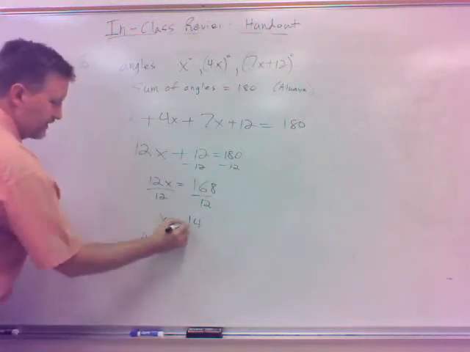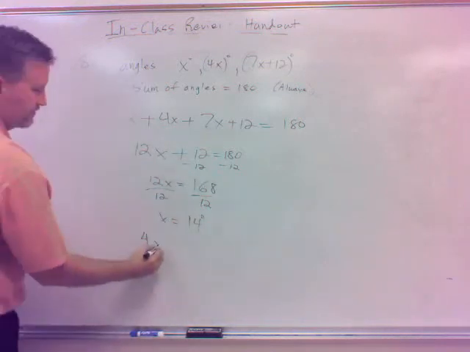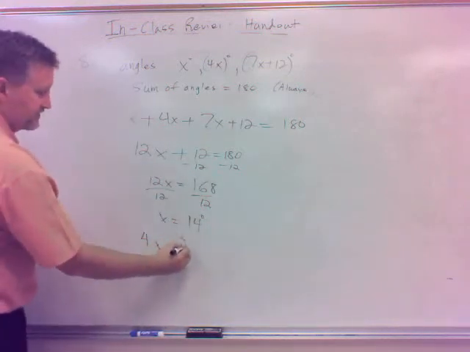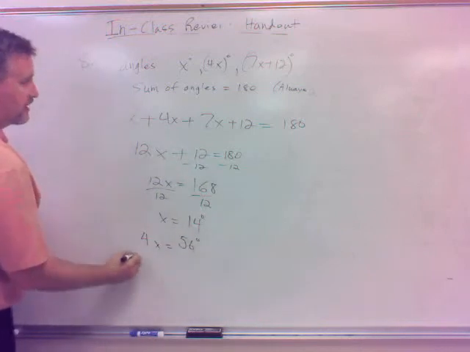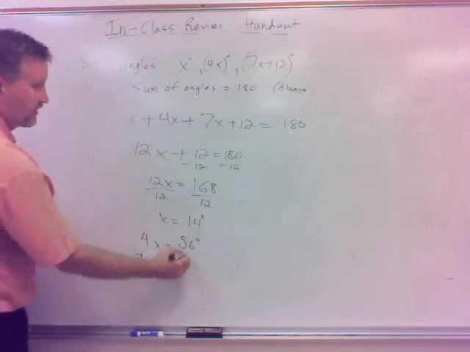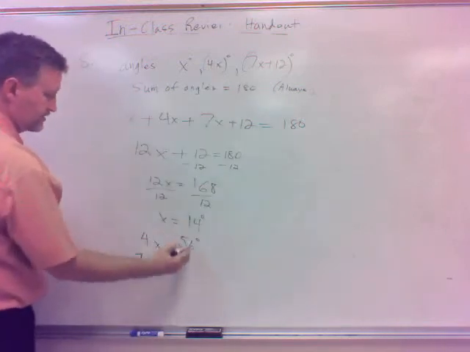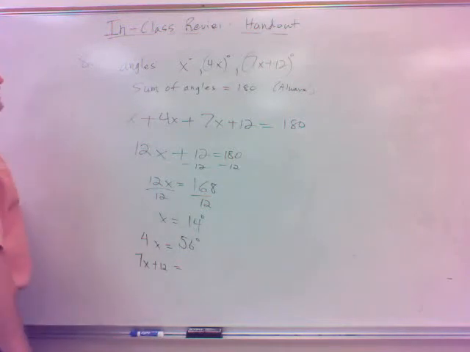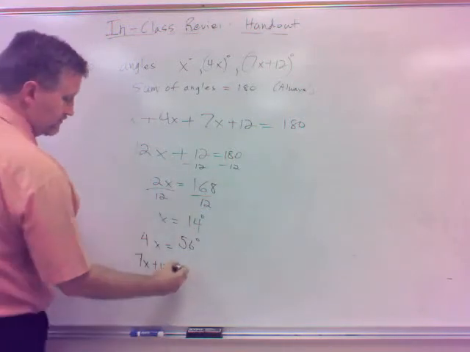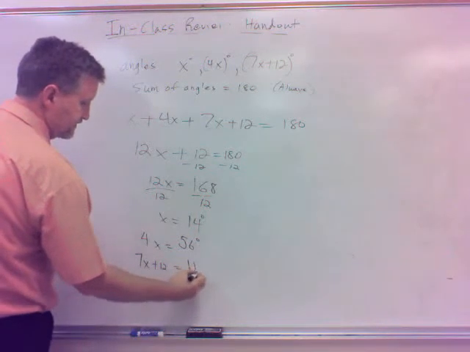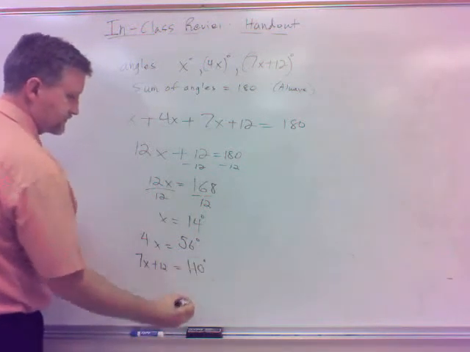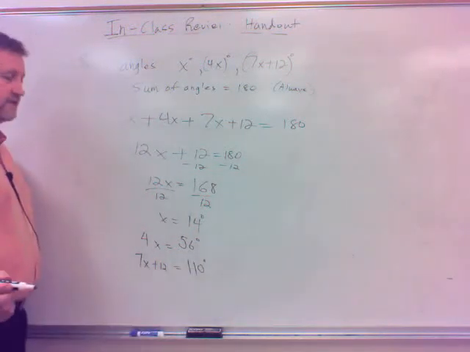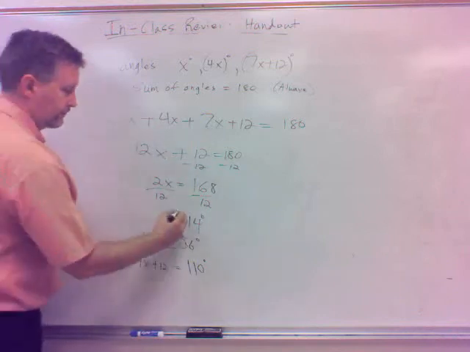So the angles would be 14 degrees. 4x would be 4 times 14, which is 56 degrees. And then 7x plus 12, the other angle, well, 7 times 14 is 98, plus 12 would be 110. Did I do that right? 14, 56, 110. Cool.